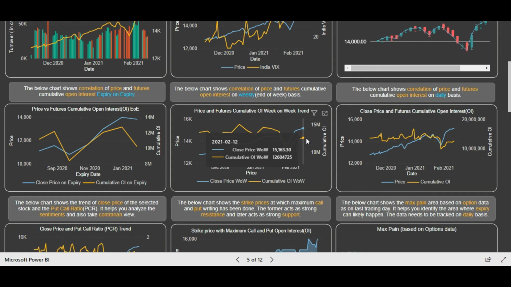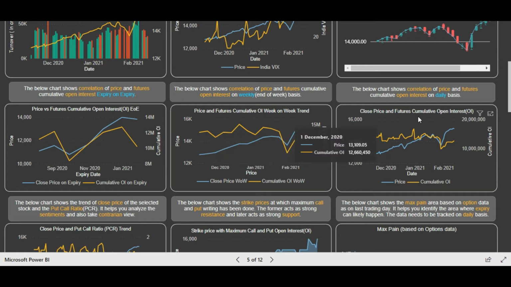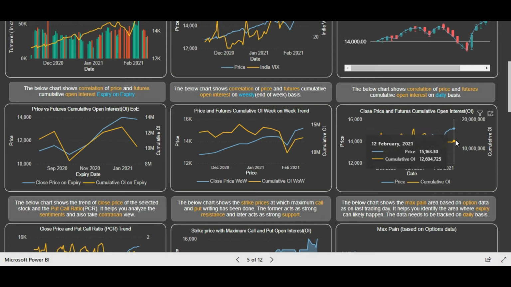But if you want more granularity and you are trading from a very short term perspective, that is 4 or 5 days or 1 week, then you can follow the futures cumulative open interest on a daily basis. This is more granular, showing how every day the open interest and the price are changing. You can see that from the past few days the Nifty price, the blue line, has increased, and the open interest has also increased. So it means long positions have been added. Friends, in this way you have to analyze the futures cumulative open interest data.